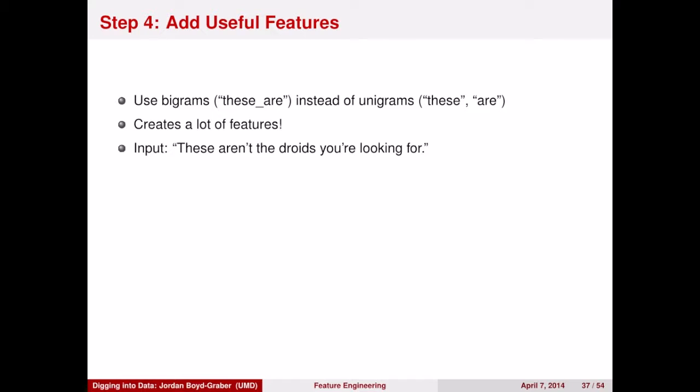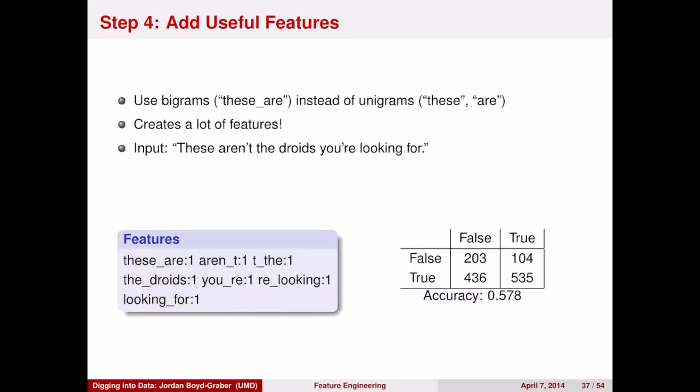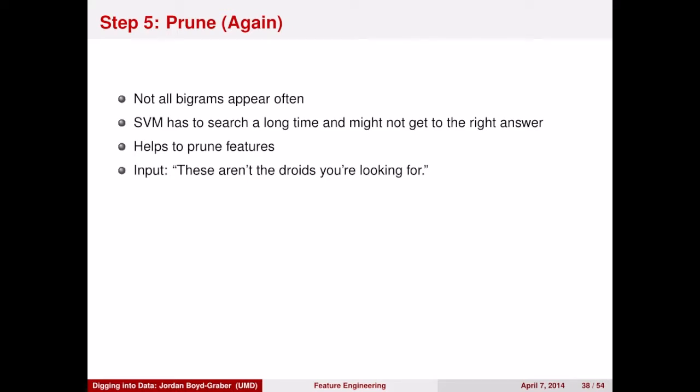So if we have the sentence, these aren't the droids you're looking for, we get a bunch of features for all of these bigrams. And again, our accuracy creeps up. But we can still take advantage of pruning. We can remove the features that aren't going to help us much and concentrate our attention on the ones that will. This is a good idea because not all bigrams appear often, and if we remove the infrequent ones, and we remove the ones that aren't going to help us because they're so frequent, we can help our machine learning algorithms find better answers.